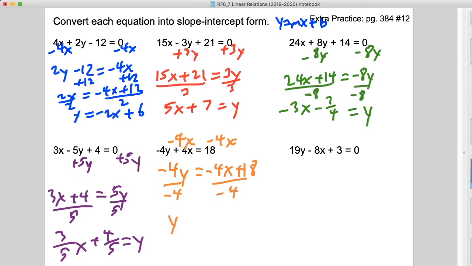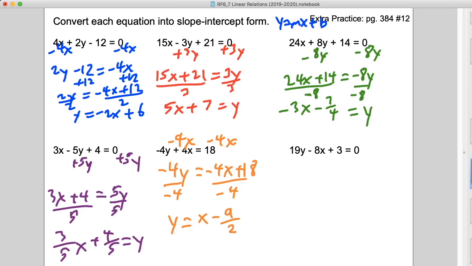And we'll have y is equal to negative 4x divided by negative 4, gives me a positive 1x, or just x. 18 divided by negative 4 will reduce down to a negative 9 over 2. So minus 9 over 2. So here, y is equal to x minus 9 over 2. This would be a linear equation with a slope of 1 and a y-intercept of negative 9 over 2.